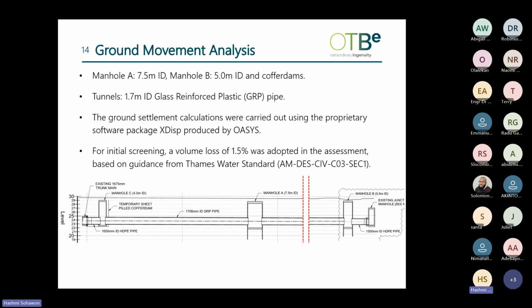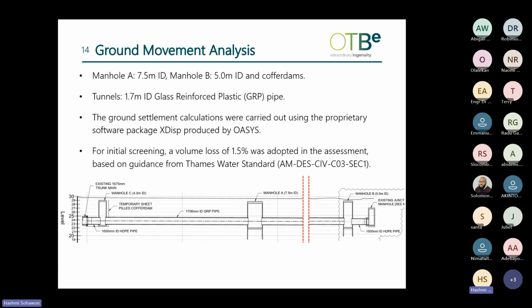To perform the GMA, we use the software Oasis XDisc. I'm not sure if any of you have experience with the software, but it's fairly straightforward to use if you understand what your inputs are and what you're trying to model. Initially, you have to build this geometry in the software. This requires the coordinates of the alignment, as well as the pipe dimensions and the tunnel dimensions. As for the ground properties that were inserted in this model, I will discuss this in the next slide.